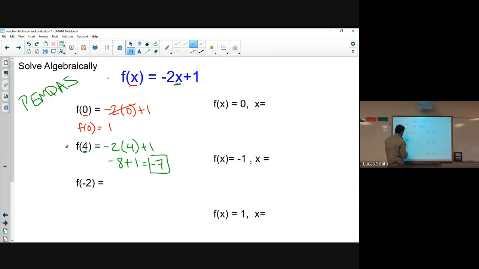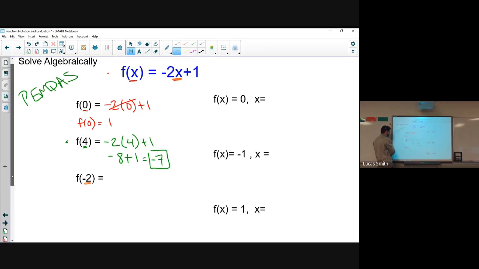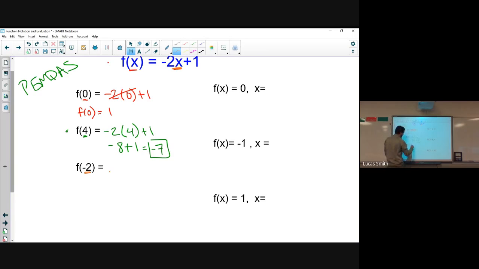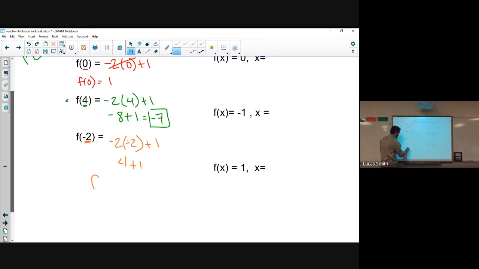One more, f of negative 2. Again, all that means is that you want to replace x with whatever number is inside the parentheses. So it's going to be negative 2 times negative 2 plus 1. Negative 2 times negative 2 is positive 4, plus 1.